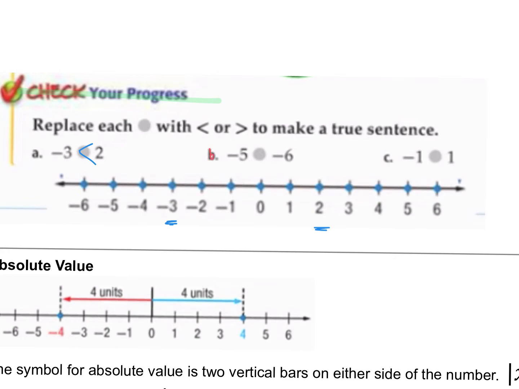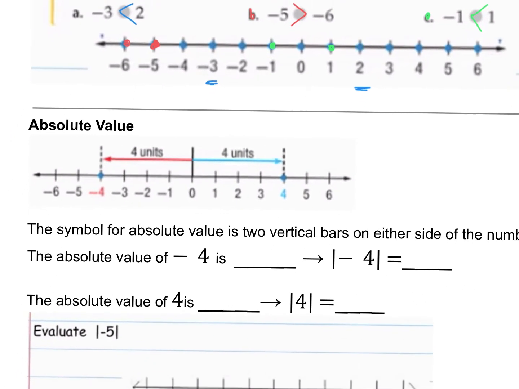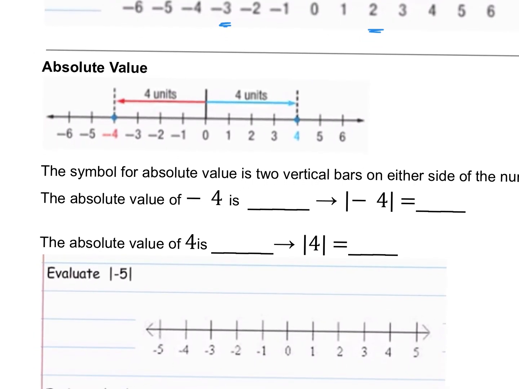-5 compared to -6. -5 is further right, so it's greater than. -1 is left of +1, so left is less. It's really that simple, just reading it out loud and then making sure you read it back to yourself to see that it matches.